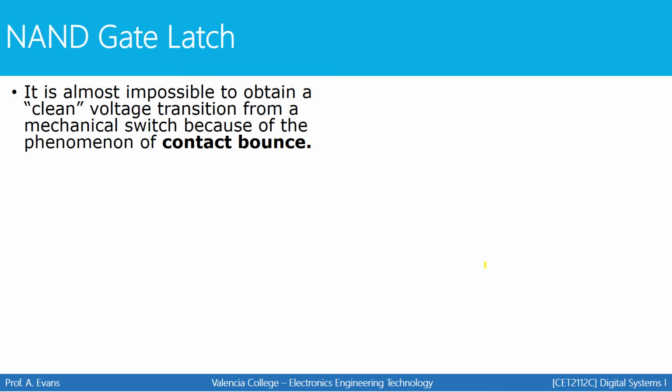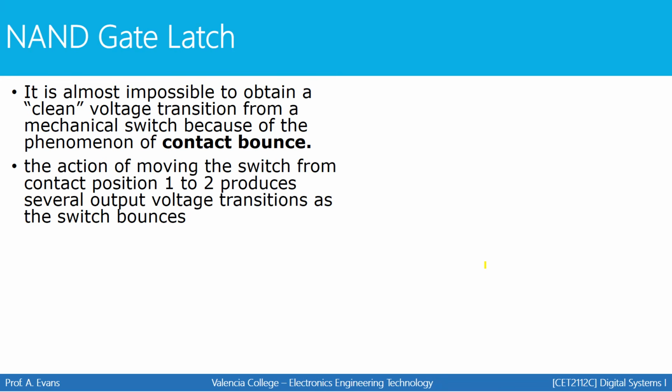So I'm now going to show you an application of a NAND latch. It's almost impossible to obtain a clean voltage transition from a mechanical switch because of a phenomenon called contact bounce. And when we're talking about switches, I want you to think about the data switches on your breadboard. Those switches have to go from 0 volts to 5 volts depending on how you maneuver them. But sometimes it's impossible to get a clean transition from 0 to 5 or from 5 to 0 because of something called contact bounce. The action of moving the switch from low to high or high to low produces several output voltage transitions as the switch bounces.